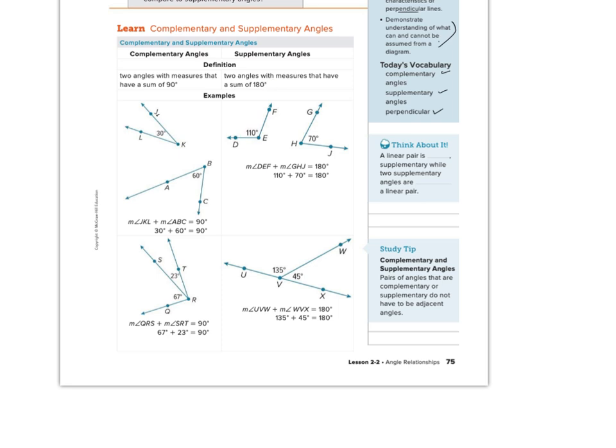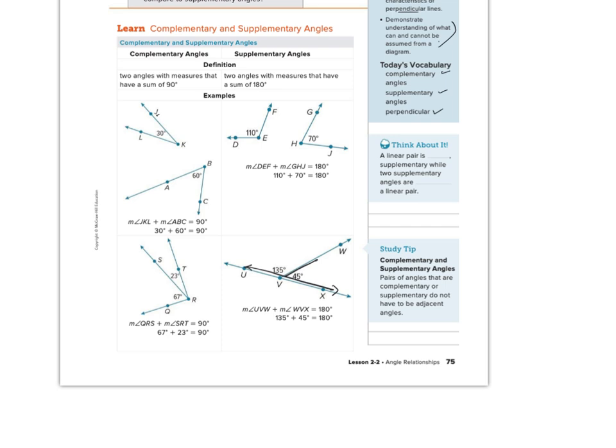So here I have DEF is 110 degrees. I have angle GHJ is 70 degrees. 110 plus 70 is 180 degrees. Therefore, these two angles are supplementary. And then here, same thing. I have angle UVW, and I have WVX add to 180 degrees. 135 plus 45 is 180 degrees. I also can look at that and say they are a linear pair. Those two angles form a straight line, and we know from previous that a linear pair are supplementary.